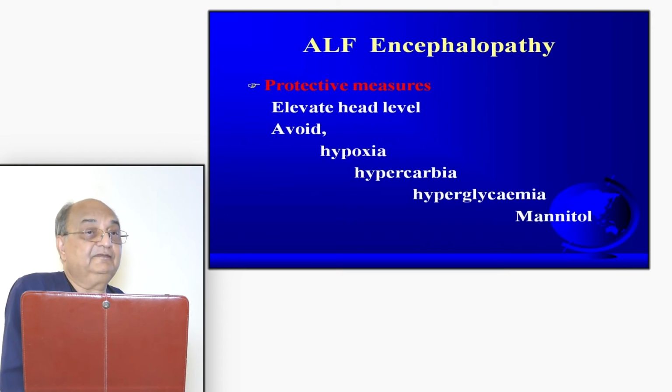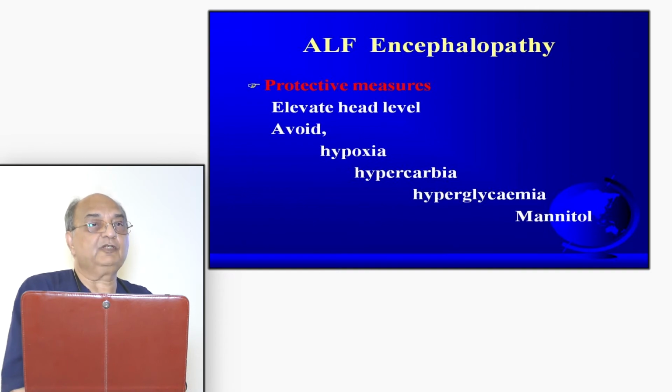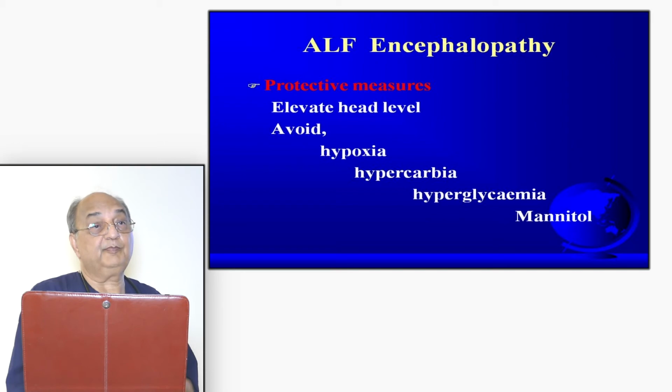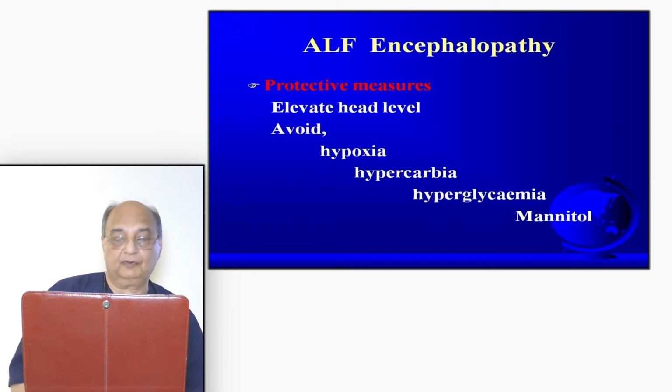And encephalopathy. If they go into encephalopathy, elevate the head 35 to 40 degrees, and avoid hypoxia, hypercarbia and hyperglycemia. If the bilirubin goes up to 200 micromole, give them mannitol also, because we will have to flush the renal tubules, otherwise there will be obstruction of the renal tubules and it goes into renal failure. Basically, they tend to go into hepatorenal syndrome also.